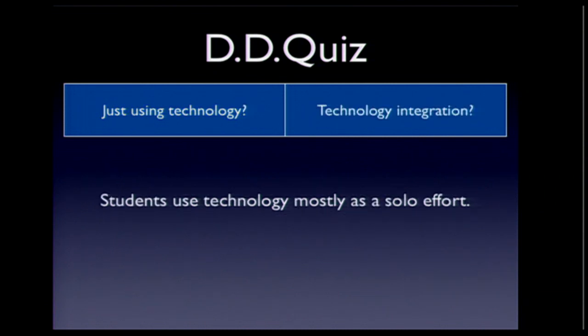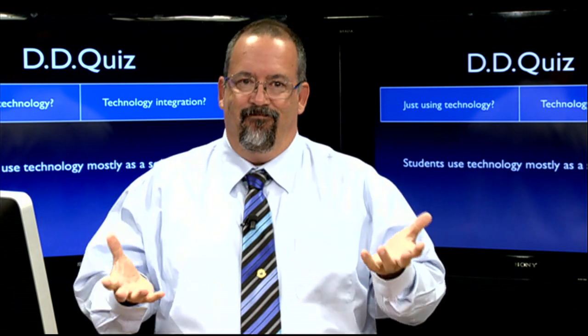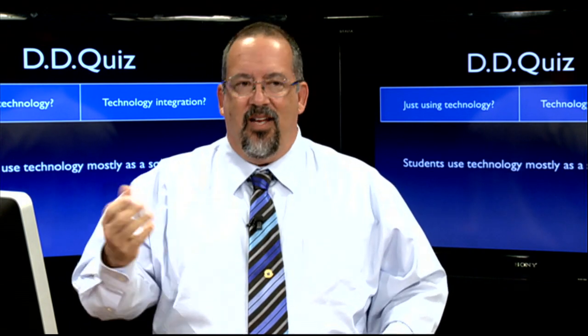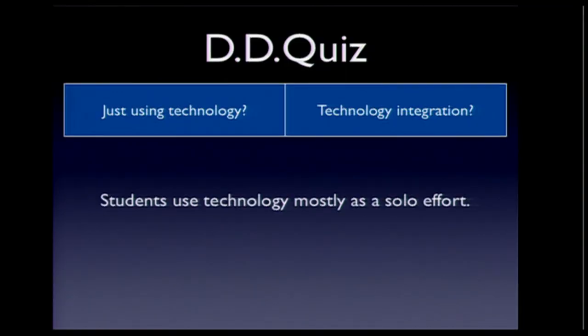Students use technology mostly as a solo effort. In other words, when students are working with technology, they're doing it by themselves. They're working in a little silo all by themselves, in isolation. Is that using technology or is that true technology integration? Remember, one of the things we want our students to do is collaborative work. We want them to communicate across not only the classroom, but across disciplines. We want them to communicate using all the different tools that we have to make them real 21st century learners. But if they're using technology as just a solo effort, then they're just using technology. That's not real technology integration.